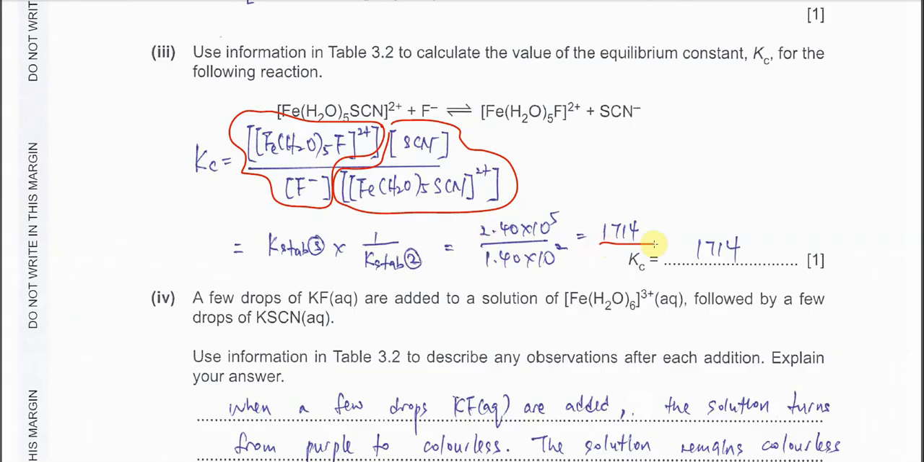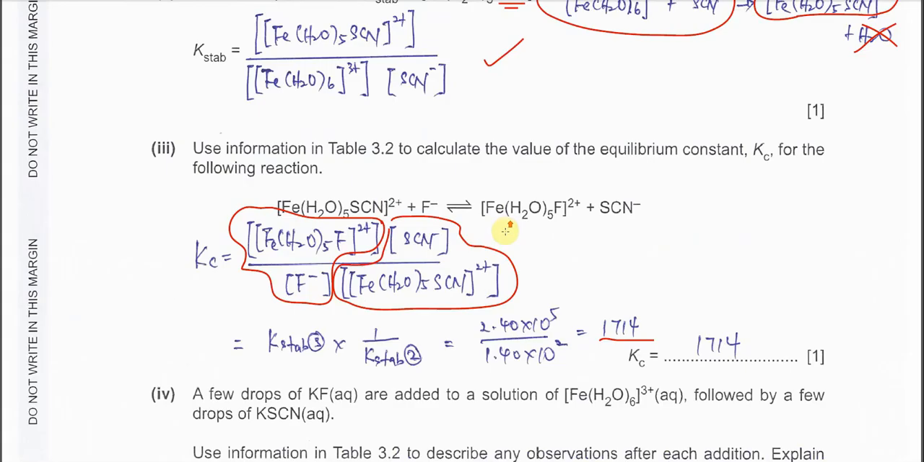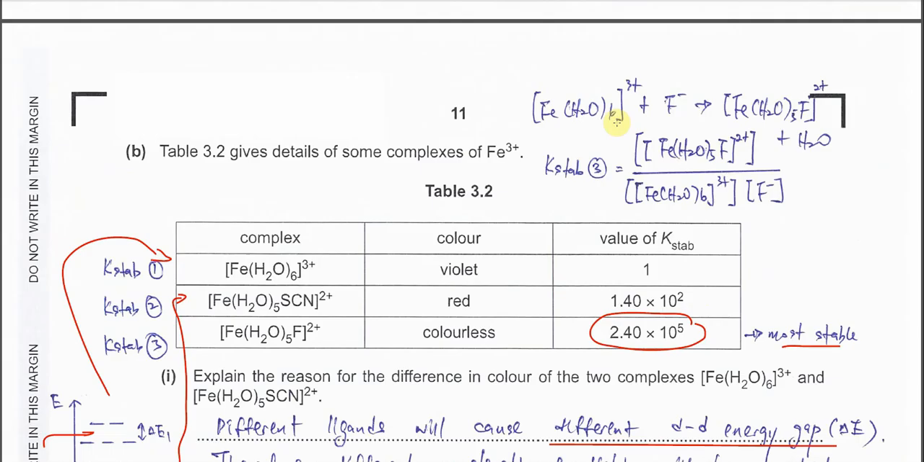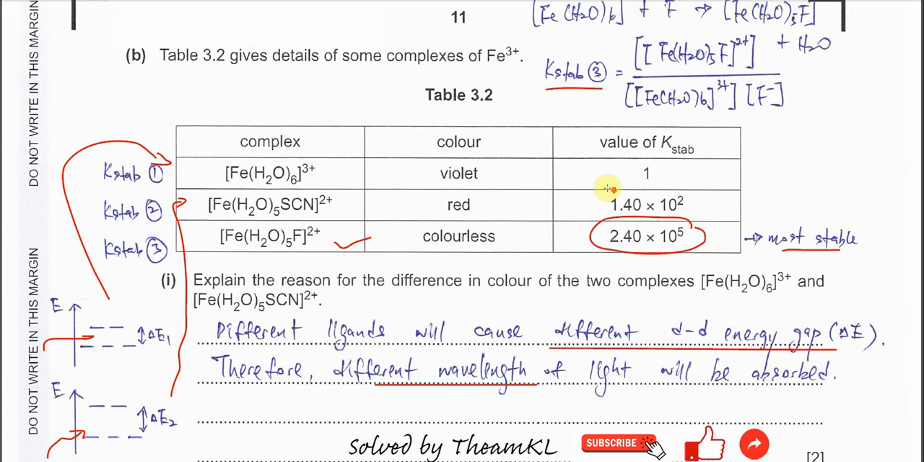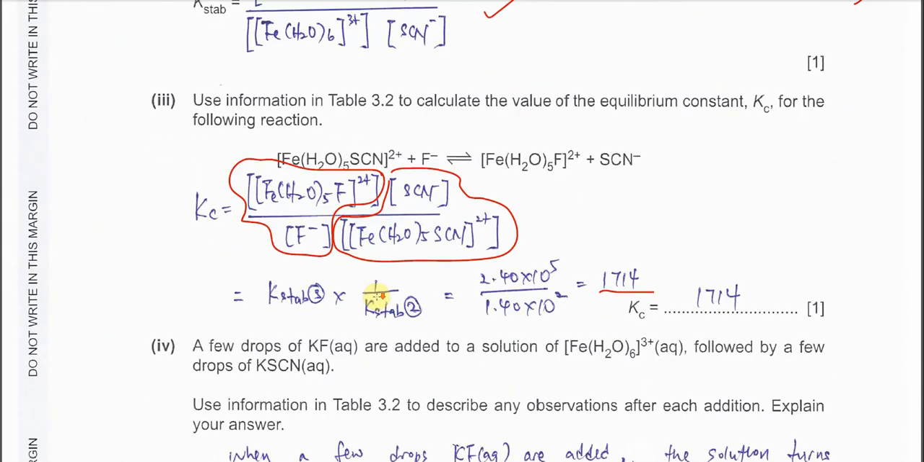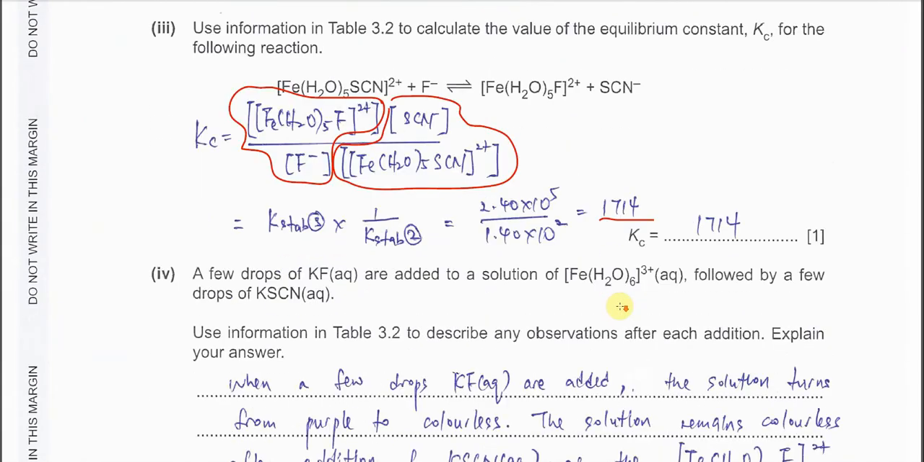So you should get 1714. You can try it out. Try to construct another equation if you want. Great. This one is for the last one. The last equation, and you can form the K step for the last complex ion. Then you compare this K step 3 and the K step 2. You should get this answer, right? So it's K step 3 over K step 2. You should get this answer.